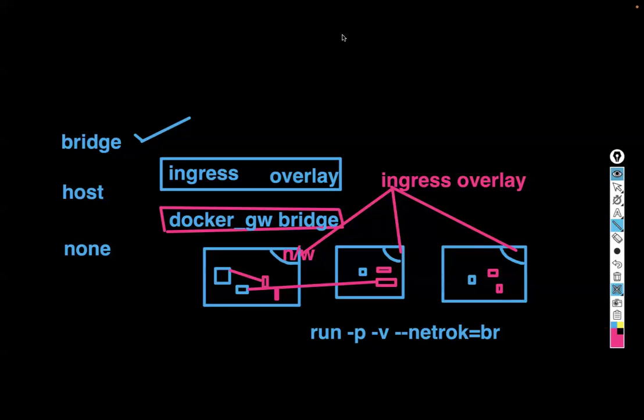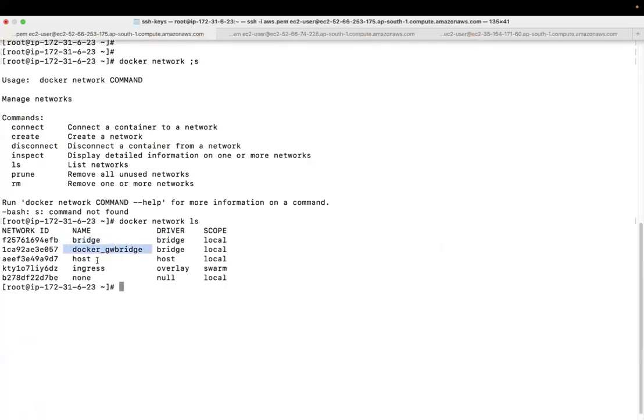So for every EC2 host we create, it is automatically connected to the ingress overlay. Earlier these two networks will not be there. When you start Swarm, these two are created. Every host is connected to the ingress via this docker_gwbridge, thereby allowing containers on different hosts to communicate. Now I'll start different services and show you how they are communicating.